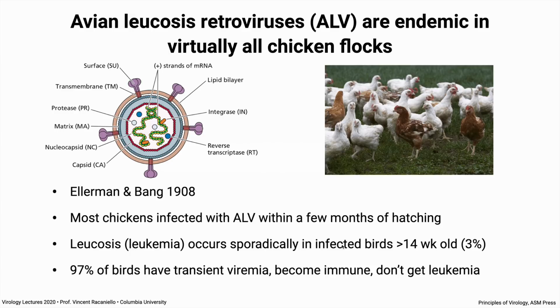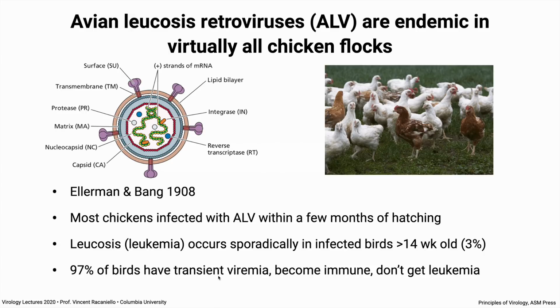About 3% of older birds develop leukemia. It's 14 weeks of age. Not many birds live that long. I guess the ones that lay eggs do. But a few percent develop leukemia sporadically. We'll actually explain later why they do that.